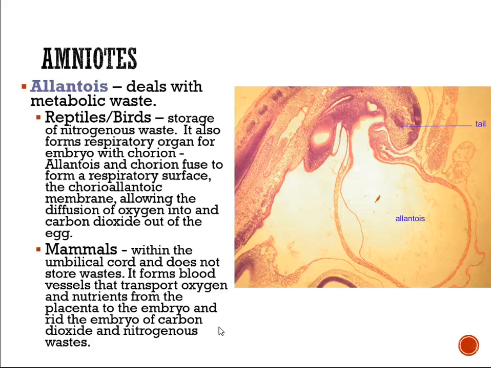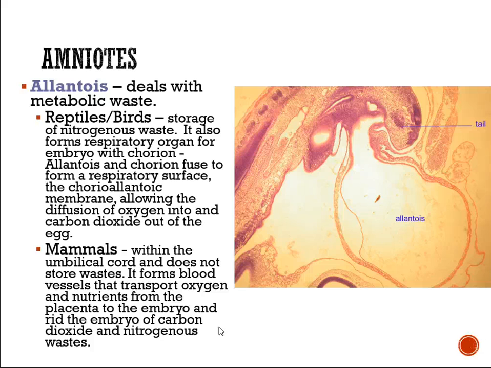It's going to store it for reptiles and birds. The other thing that it's going to do is combine with the chorion, which we'll talk about in a minute, and fuse with that and form this respiratory surface, allowing the diffusion of gases in and out of the egg. And so the gas coming in, of course, is oxygen. The gas going out is the waste product of respiration, which is carbon dioxide.